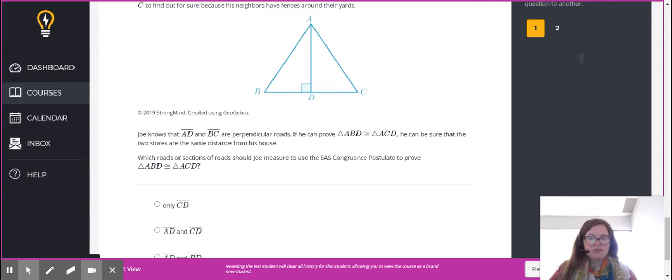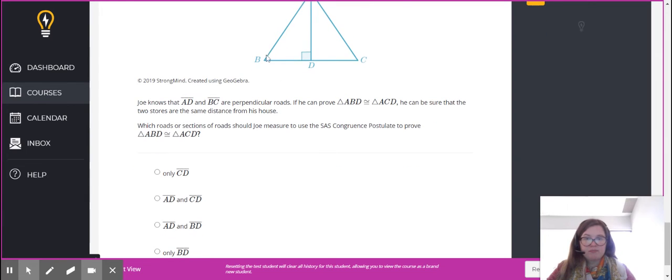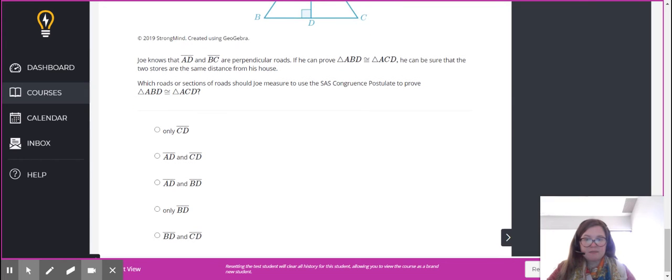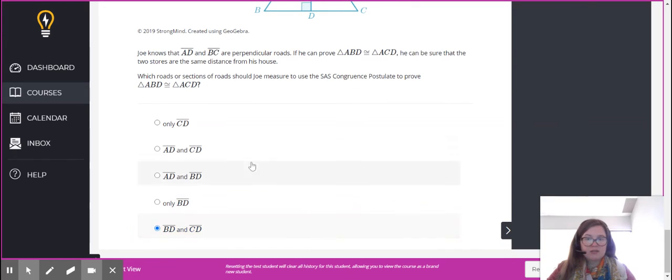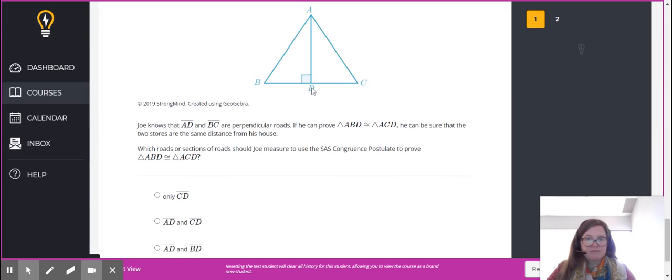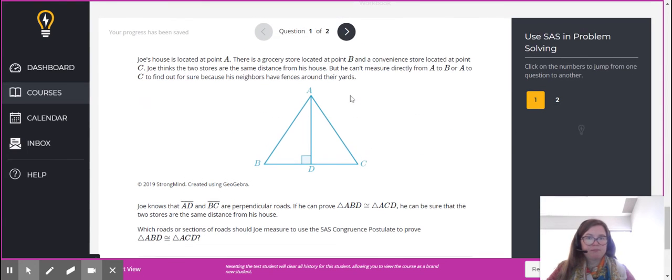So which roads or sections of roads should Joe measure to use the side angle side congruence postulate to prove they're the same? He can't measure AC or AB, but he can measure CD, and then he would need to measure BD. So CD and BD, because those would be the side, that's the angle, because all the right angles are the same, and that would be the other side. So he could use that one.